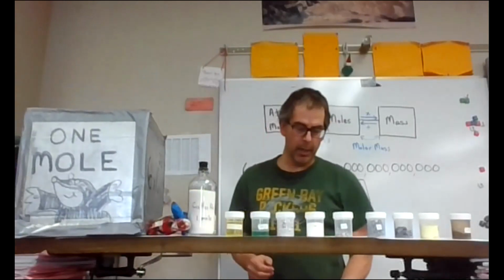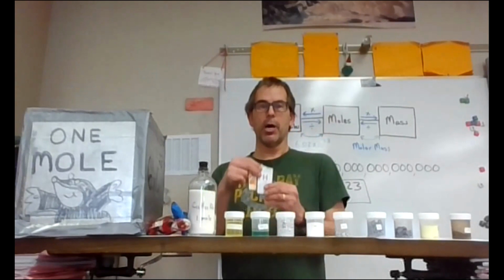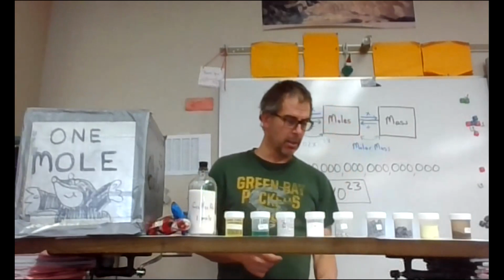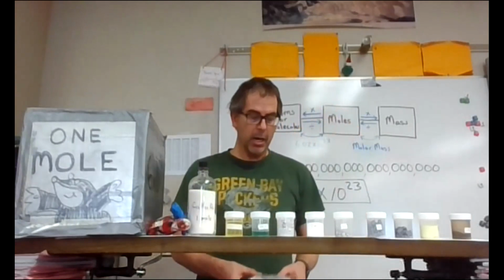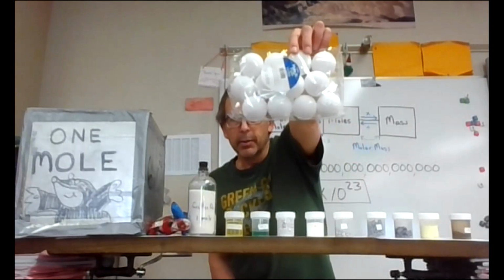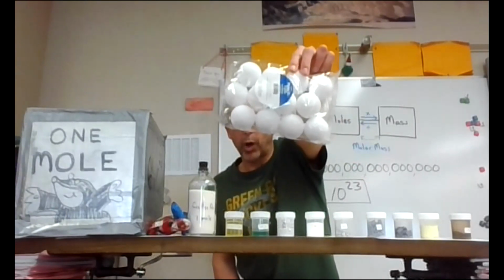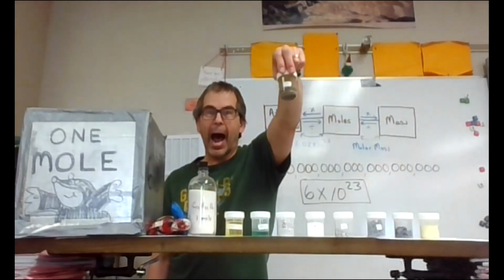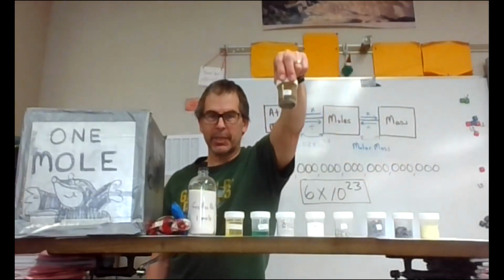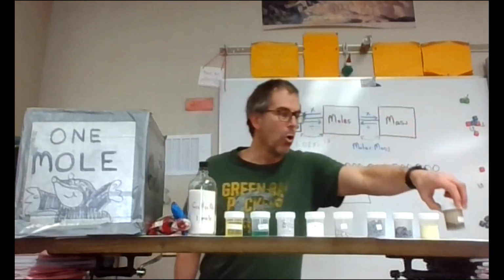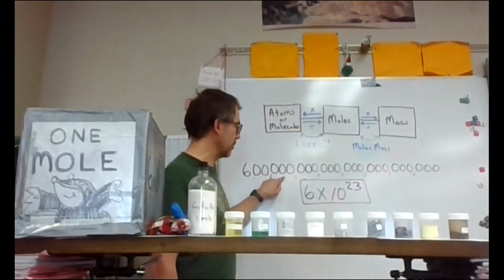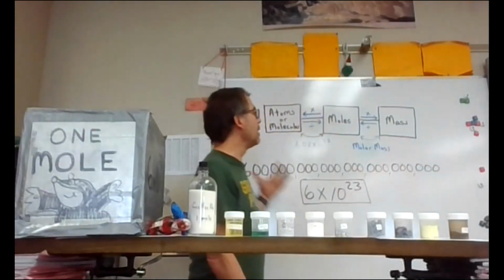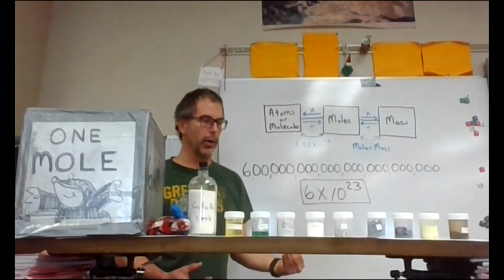And just like how many are in a pair, if I have a pair of aces, I have 2 aces. If I have a dozen styrofoam balls, I have 12 styrofoam balls. And if I have a mole of iron atoms, I have 6 times 10 to the 23rd iron atoms, not 600, not 600,000, not 600 million, not 600 billion, not 600 trillion, well, you get it, a really, really big number.